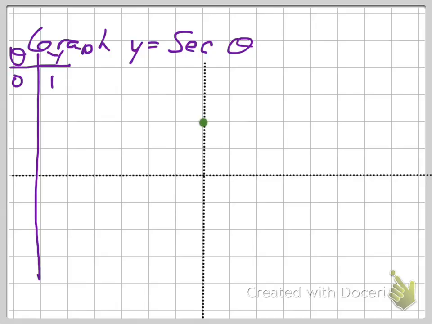One divided by the cosine of 45 is 1.4, which according to my 1/2 grid up there is about right here. And for 90, 1 divided by the cosine of 90, domain error.